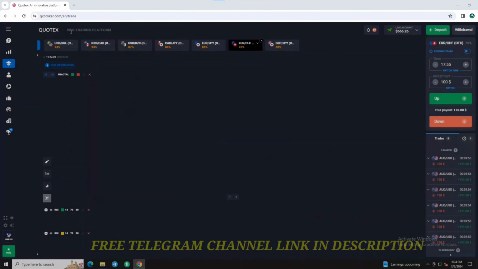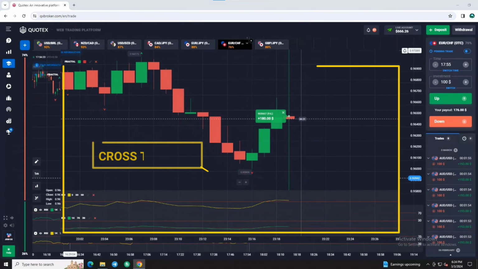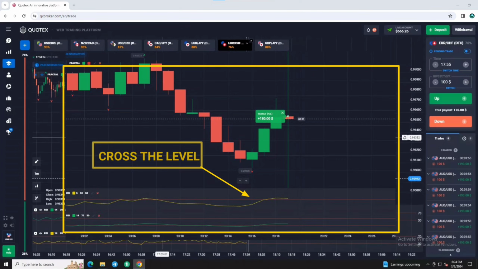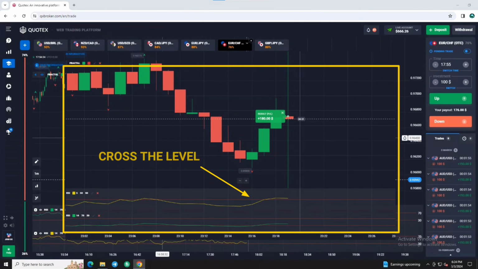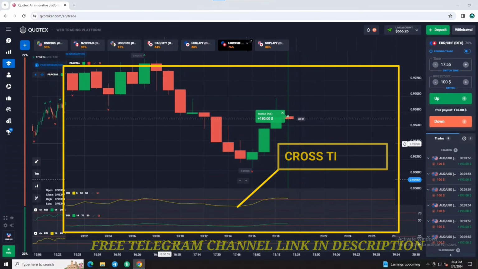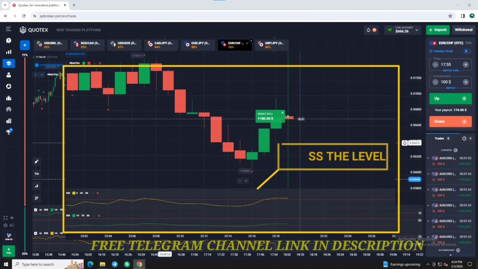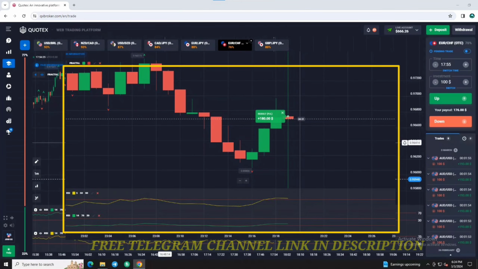Okay, now let me explain how this RSI indicator works. RSI has three main levels. The upper level is 70, indicating an overbought condition. The lower level is 30, indicating an oversold condition. And the middle line is the 50 level.